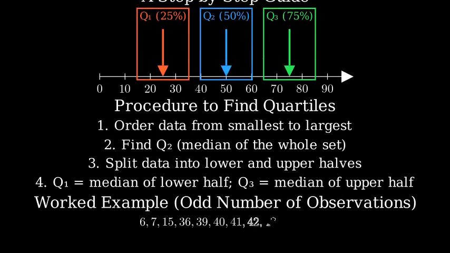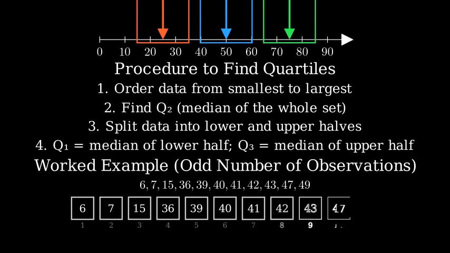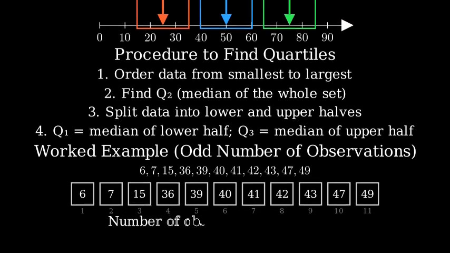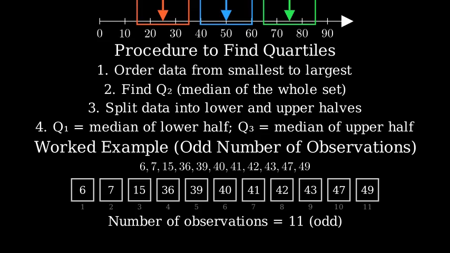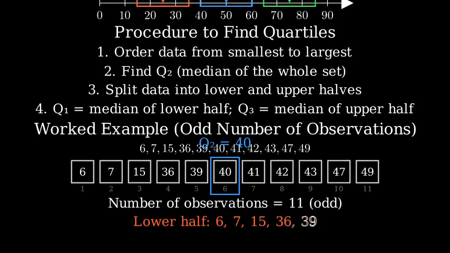Suppose we have this data set, which is already ordered: 6, 7, 15, 36, 39, 40, 41, 42, 43, 47, 49. We see that there are 11 observations, which is an odd number. To find Q2, we need the middle value, which is the 6th value. This gives us Q2 equals 40. For the lower half, we take all values before 40: 6, 7, 15, 36, 39. Q1 is the median of these 5 values, which is the third value, 15.